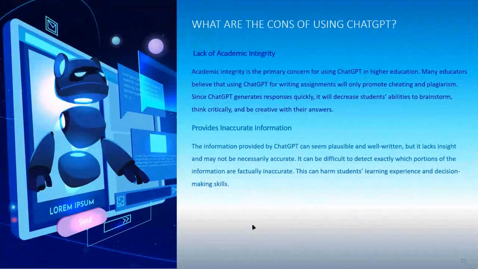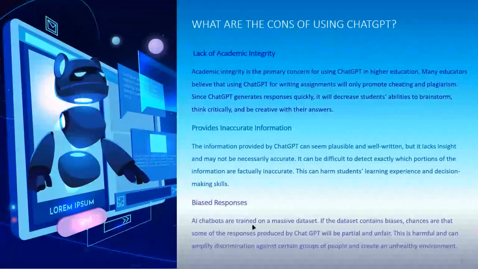One of the cons is that it provides inaccurate information. The information provided by ChatGPT can seem plausible and well-written, but it lacks insight and may not necessarily be accurate. It can be difficult to detect exactly which portions of the information are factually inaccurate. This can harm students' learning experience and decision-making skills. You see?